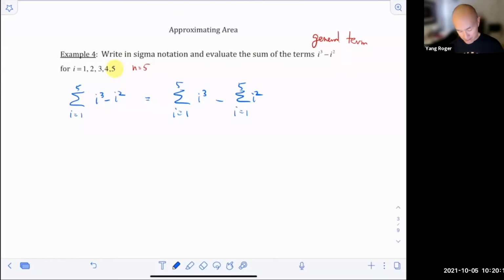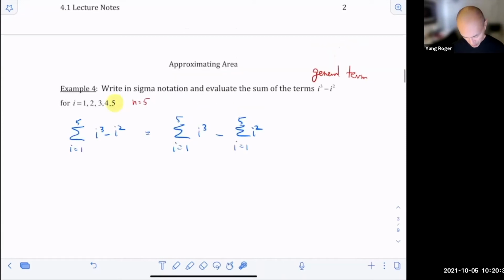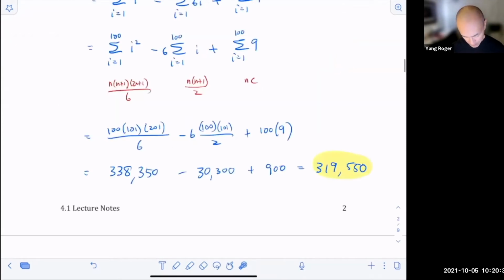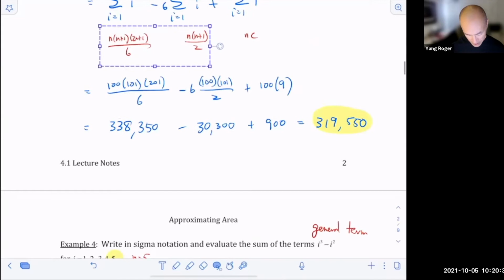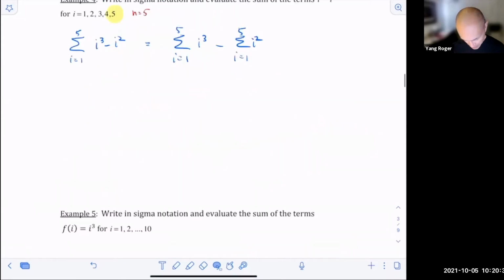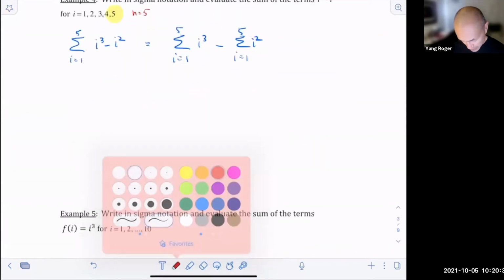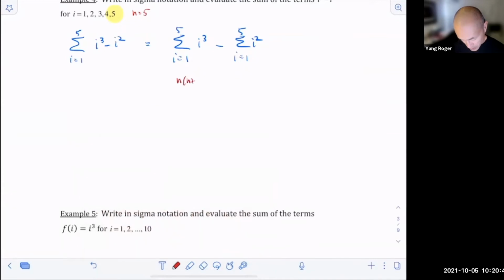And then now these are in the form where I could use my formulas. Okay. So let me just copy these formulas down. Wait, sorry, that's just the i squared one. Let me just rewrite it here. The i cubed one is really n times n plus 1 divided by 2, quantity squared. And the i squared one is n times n plus 1 times 2n plus 1 all over 6.